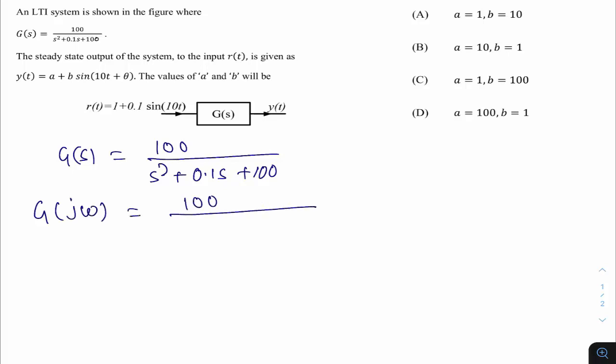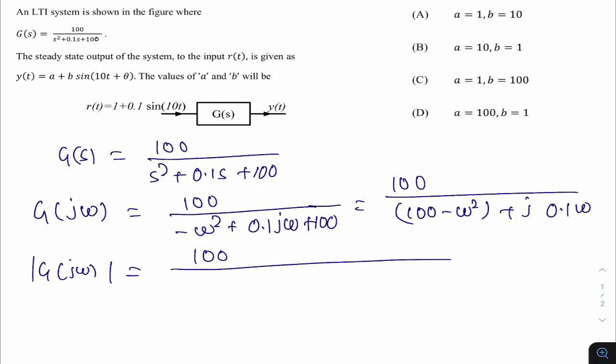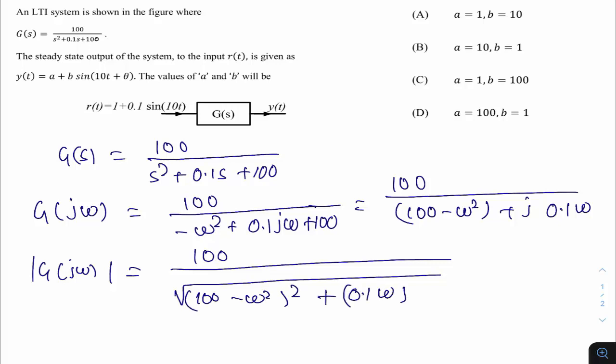So G of jω is equal to 100 over (jω)² + 0.1jω + 100. (jω)² is minus ω². If you simplify this, it is 100 divided by (100 minus ω²) plus j0.1ω. Now if you find the magnitude, this is 100 divided by the square root of (100 minus ω²)² plus (0.1ω)².